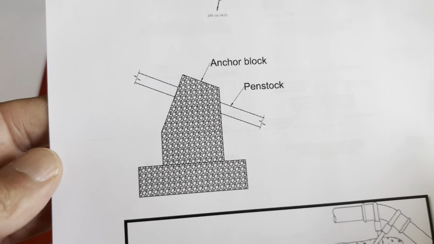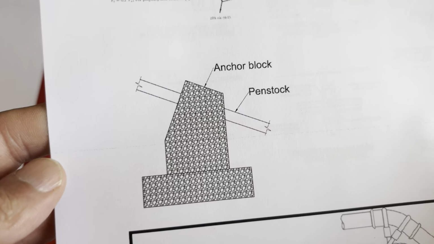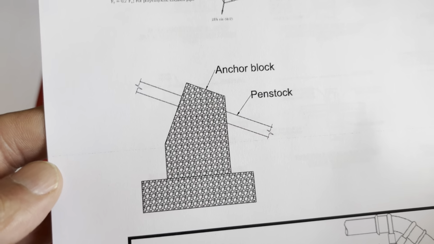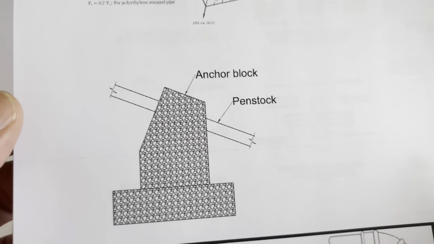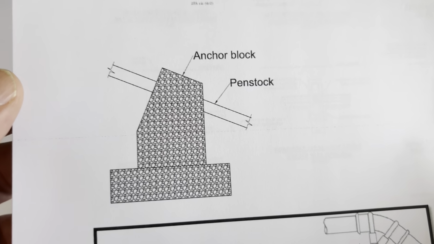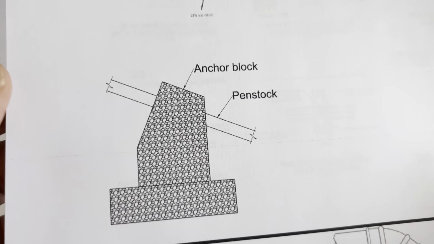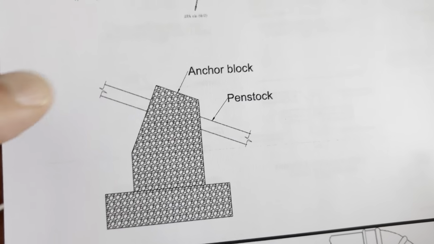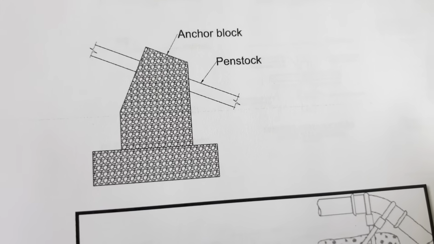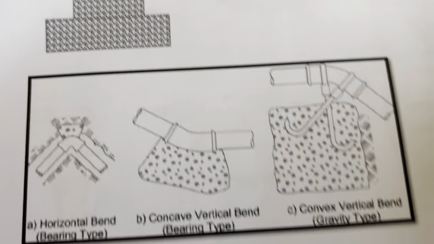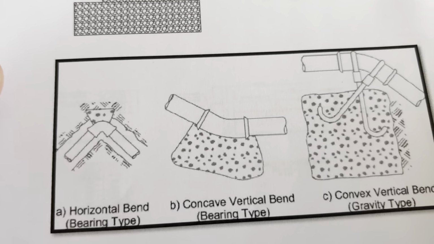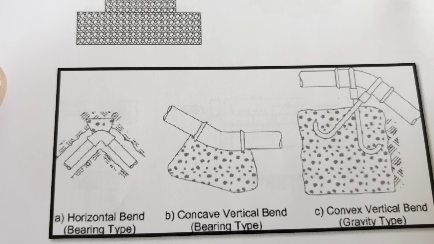And here again we have just some anchor block and penstock, and you just see that's the main reason why we have thrust load here. The penstock causes the thrust load, and we need to have an anchor block or thrust block to take that load. And here there are different systems to take the load.